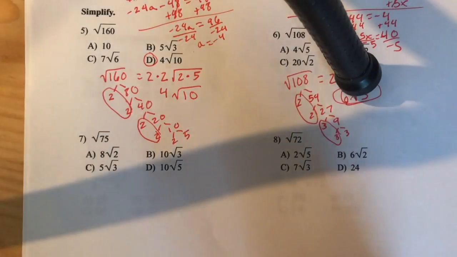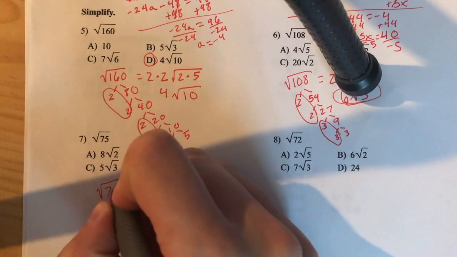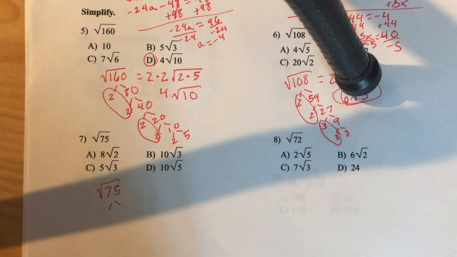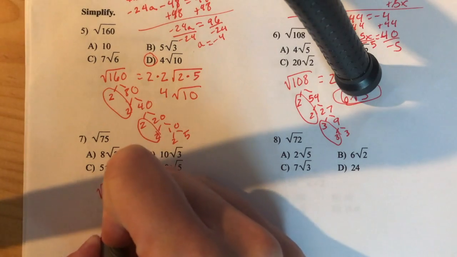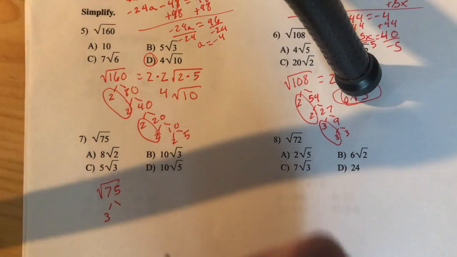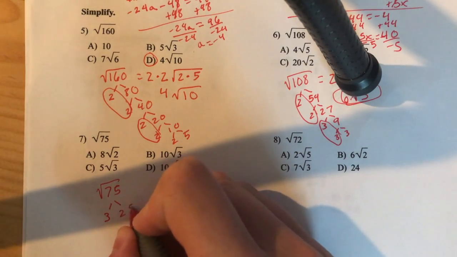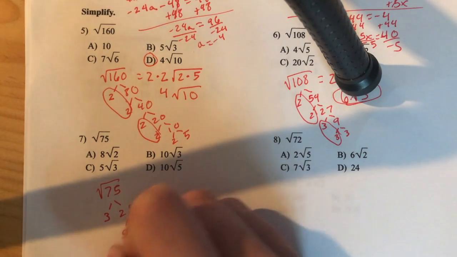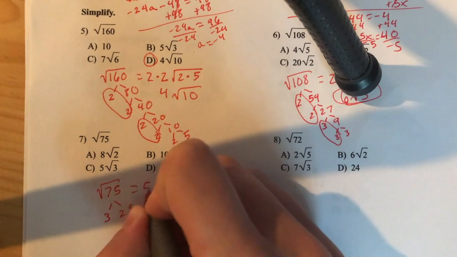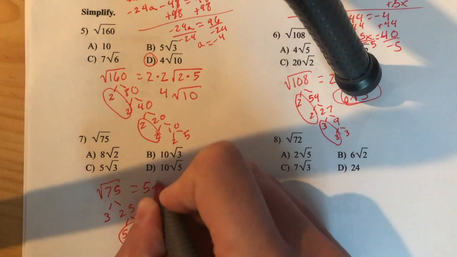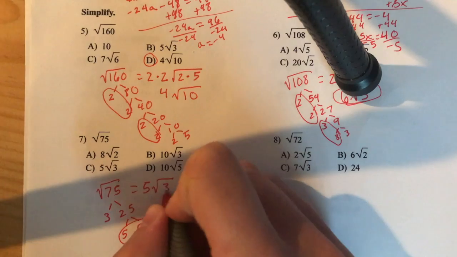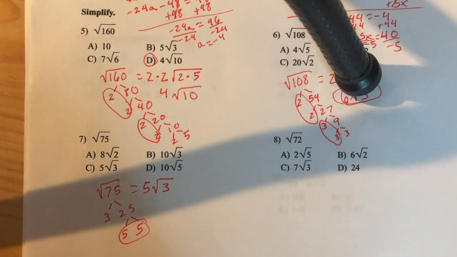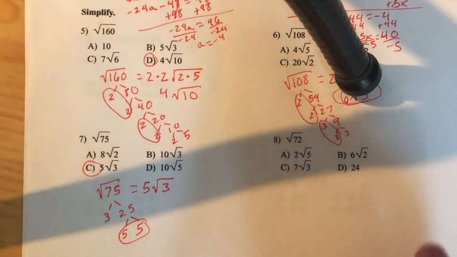All right, let's move on to number 7. Same thing. We'll divide by the smallest number we can. We'll try 2. Since it's an odd number, we probably can't divide by 2, but we probably can divide by 3. If I divide 75 by 3, I get 25. And then 25 can be broken up between 5 and 5. So I'm going to bring the one that's circled, one of those outside, and then whatever's left over is going to stay on the inside. So we have 5 square root of 3. That's our answer.